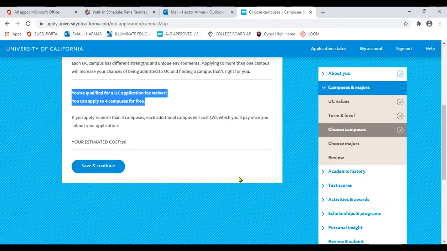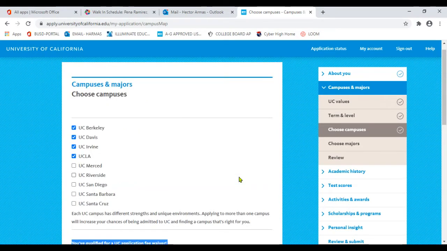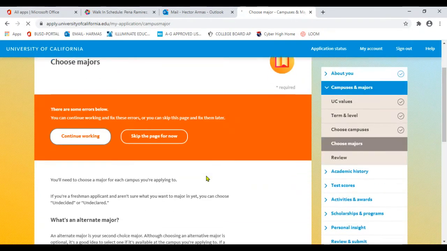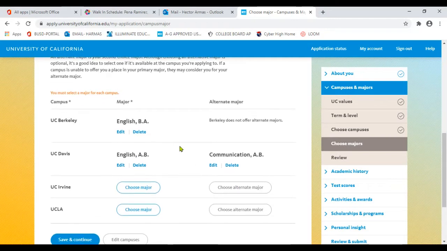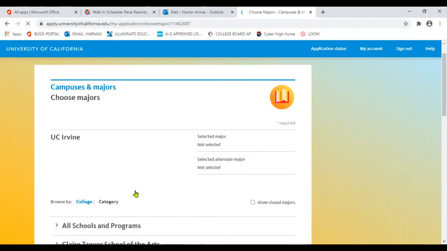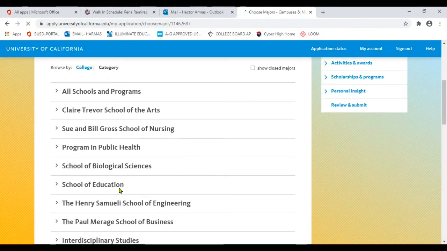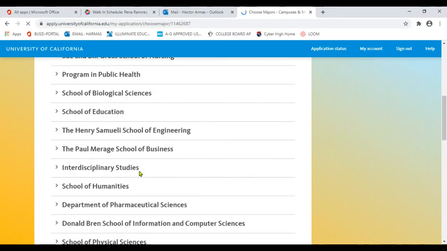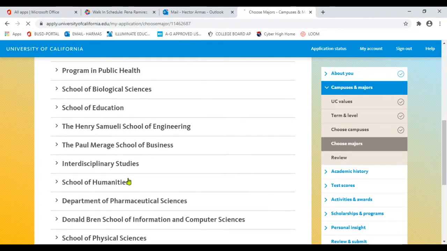Okay, so as far as the major, some schools have the option of choosing undeclared majors, but there are some schools who basically want you to choose a major and don't have the undeclared option. So if we go to UC Irvine, Mr. Armis, let's see if the undecided or undeclared option is there, which is usually at the end. There you go, undeclared.